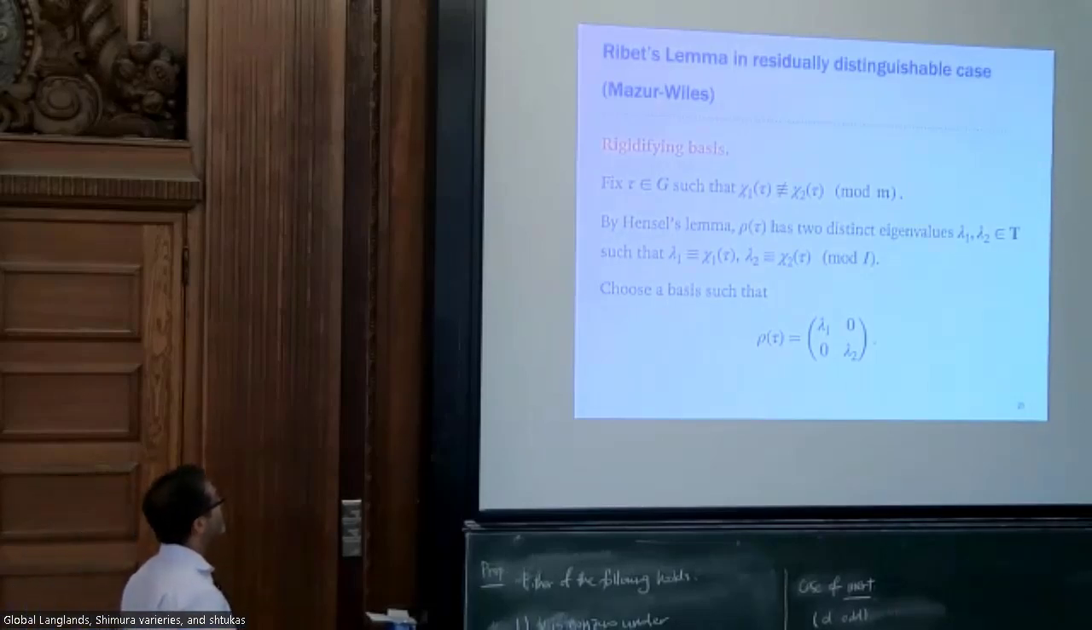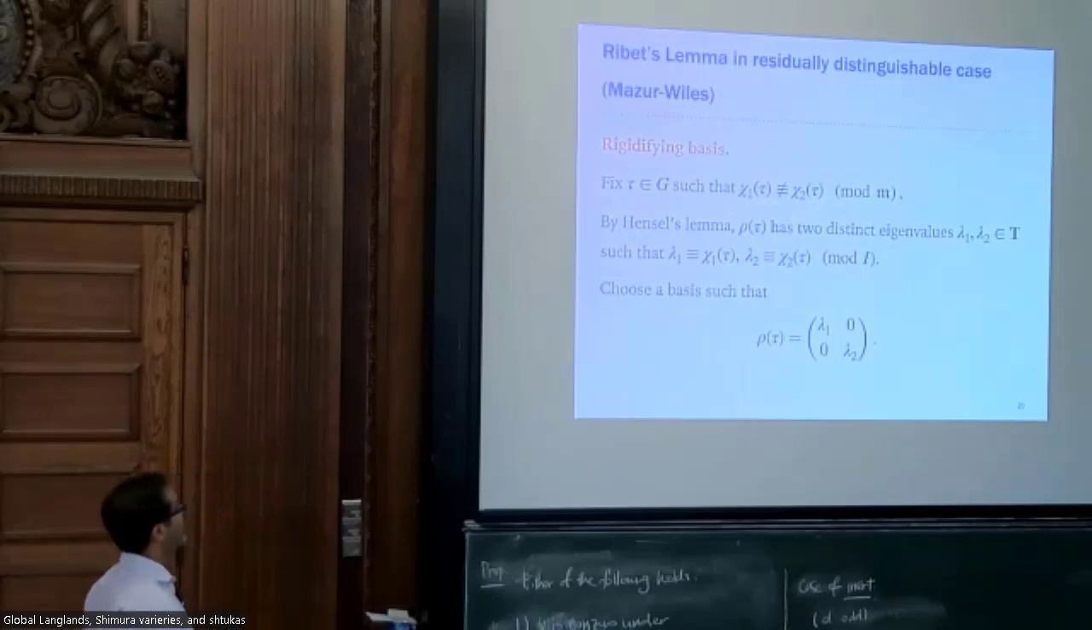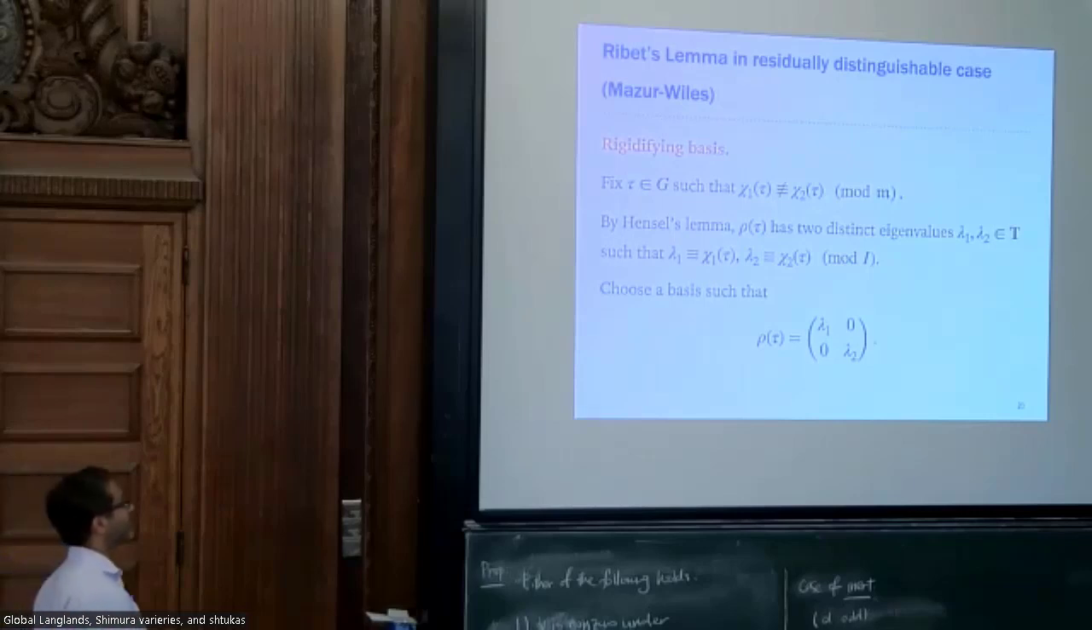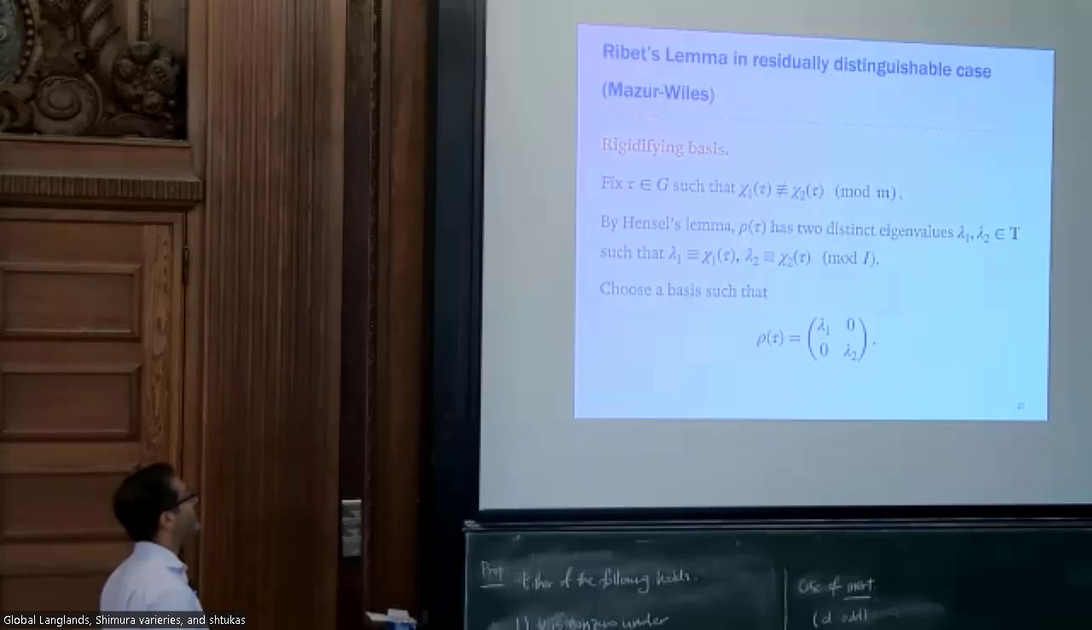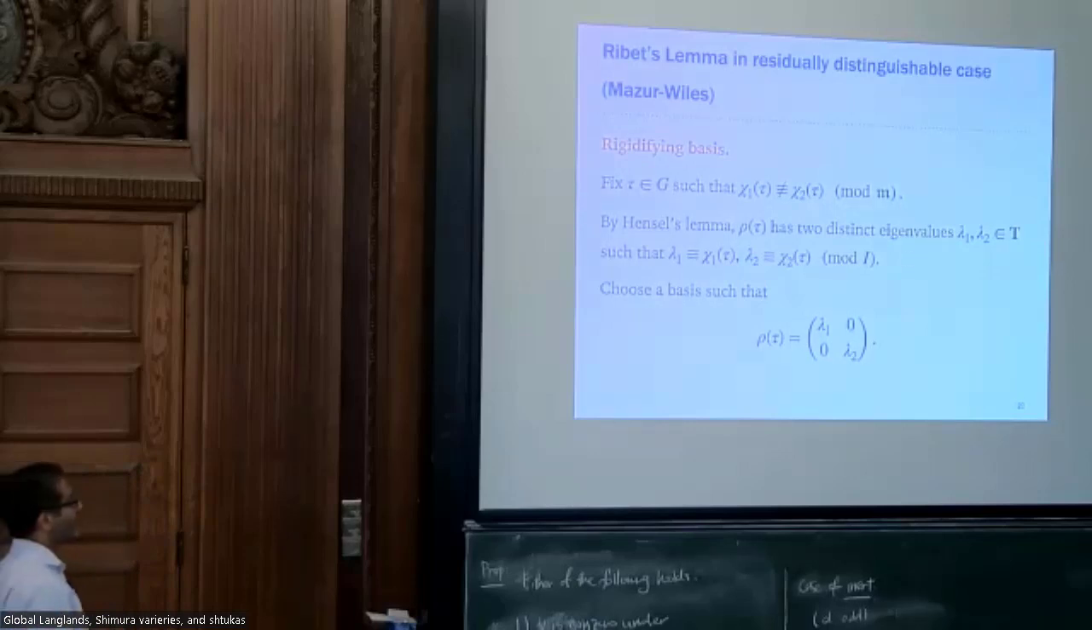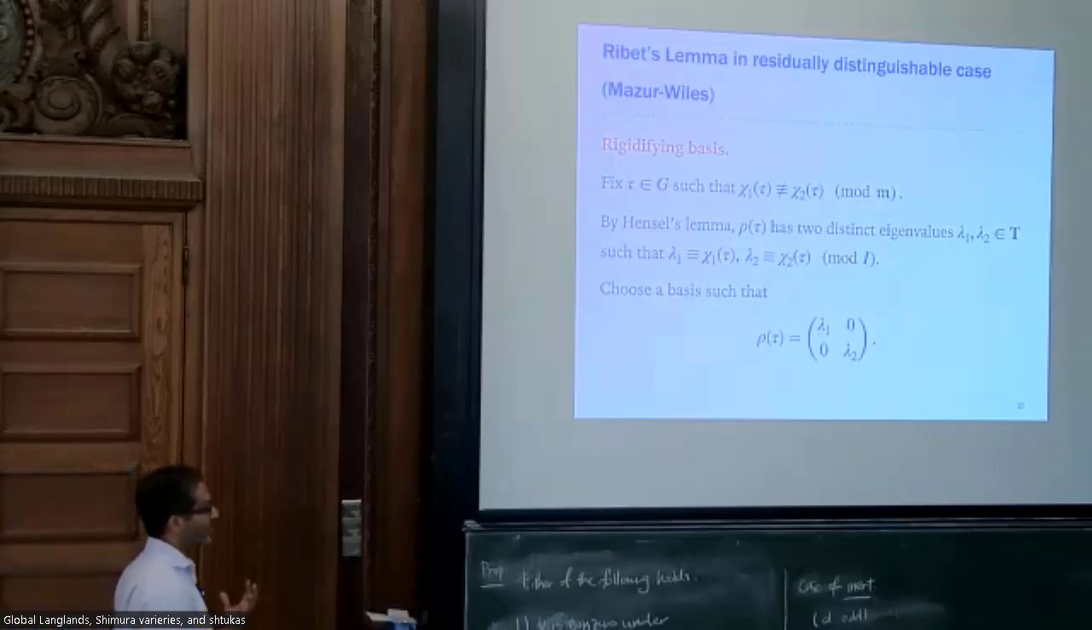So you know that chi1 is not congruent to chi2 mod the maximal ideal, so you start with that. You take a tau that realizes that distinguishability. By Hensel's lemma, this is a complete local ring. You know that rho of tau has two distinct eigenvalues, since these are distinct. Call them lambda1 and lambda2. Okay, so then you choose the basis for your representation such that rho of tau is diagonal.